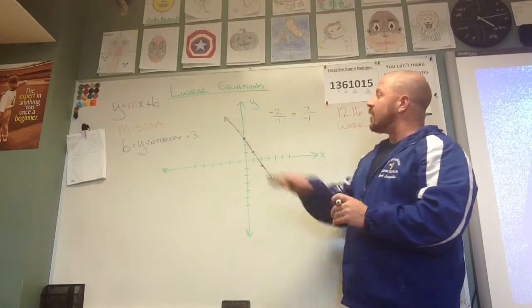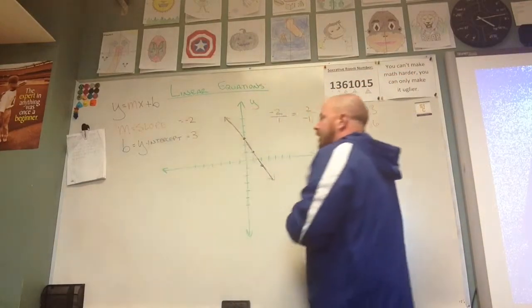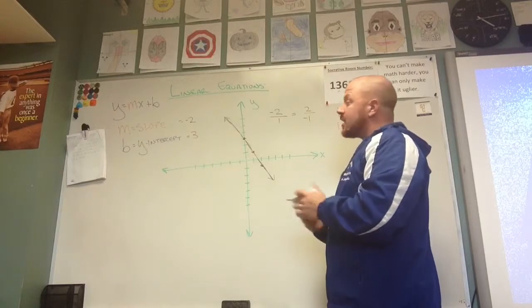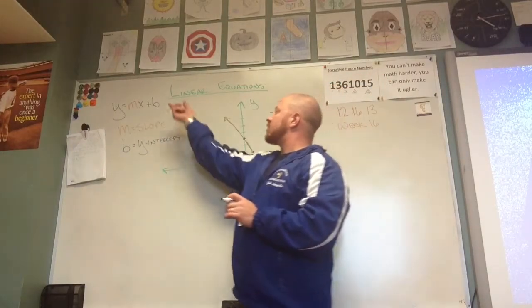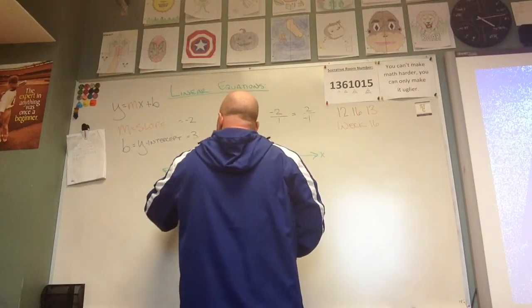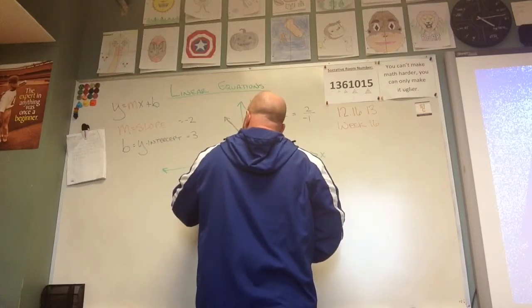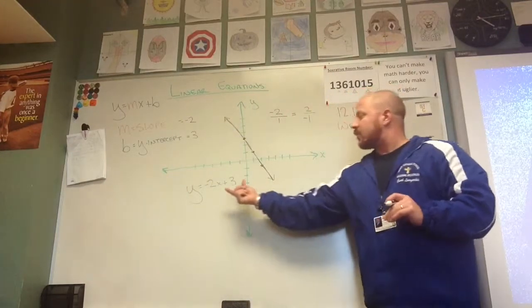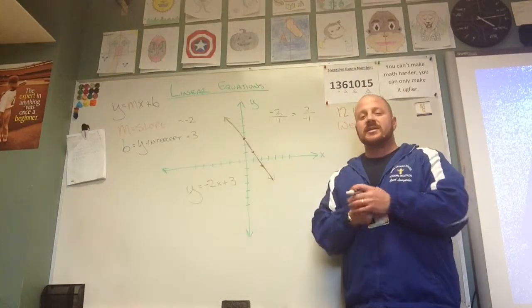Okay? So now I know what my slope is. The slope is equal to negative 2. My y-intercept is equal to 3. Now I'm just going to plug this in. So m will be negative 2. b is going to be positive 3. And therefore the equation of this line is y equals negative 2x plus 3. And now I have the equation that would describe the infinite amount of points that we've collected to make up this line.